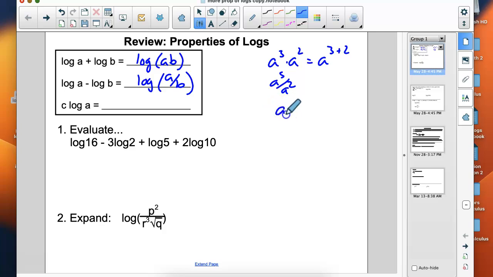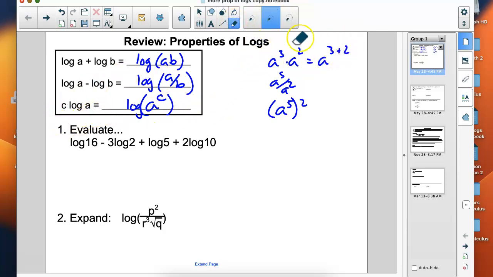And then the last one was when you had a to the fifth squared. What we did is we multiplied the exponents. So if you have log of a to the c, something with a power, you can take that power and bring it out front, because what you're really doing is you're multiplying the log of a, which is its exponent, times c. All right, so exponent times exponent as opposed to power to a power. So these properties are really the properties of exponents in reverse, and they are true for exactly the same reasons.